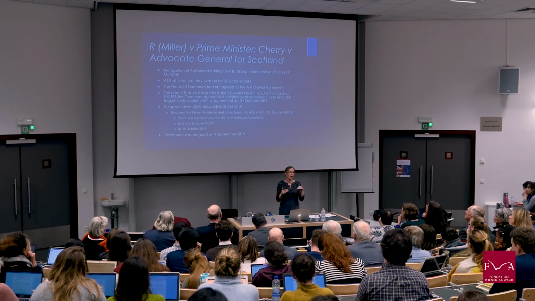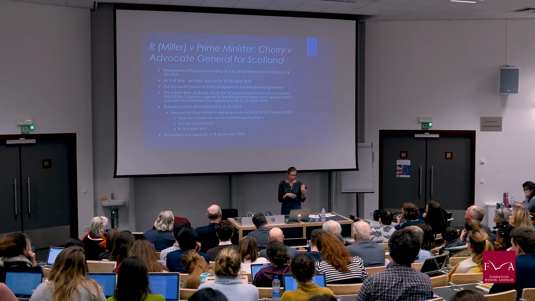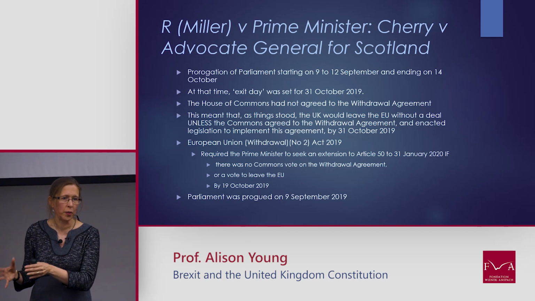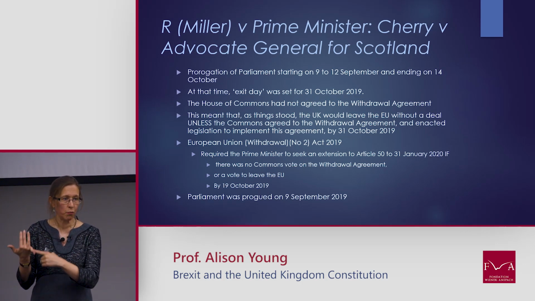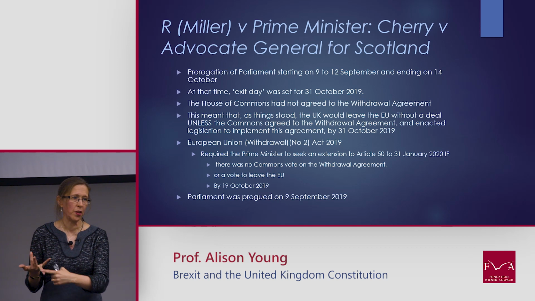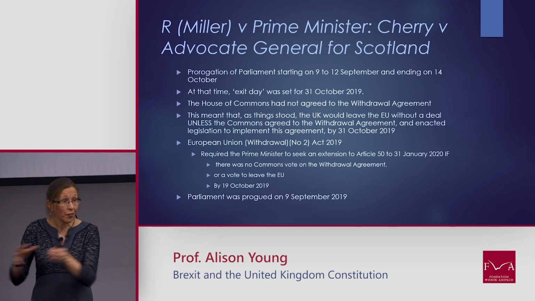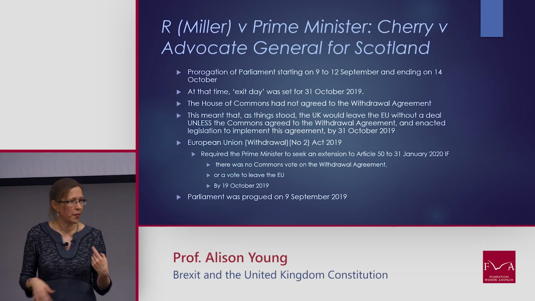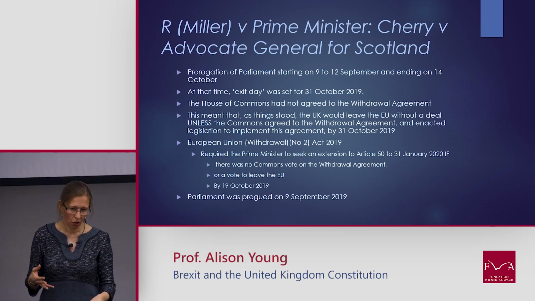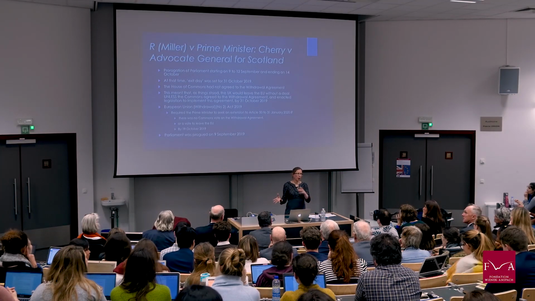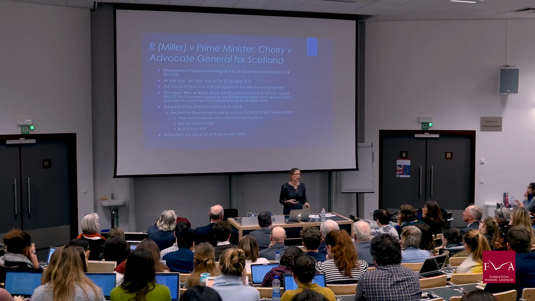And it set requirements on the Prime Minister and said, okay, if there has been no vote in the House of Commons, either to leave with this deal or to leave with no deal by the 19th of October, then you have to go and ask for another extension. And the other extension will be until the end of January. So this legislation was enacted and then Parliament was prorogued. So we end up with no Parliament.